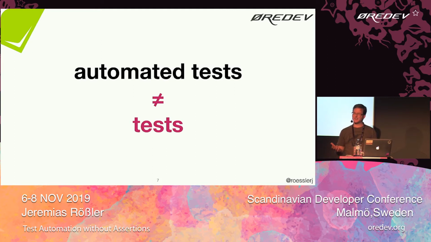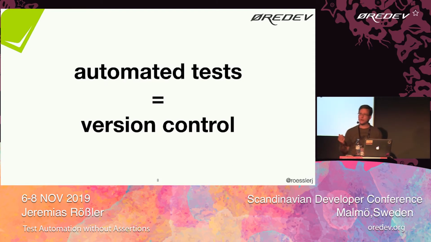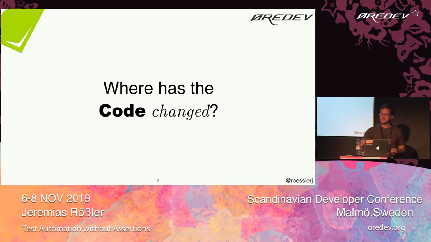And with that, it's kind of controlling or guarding against unwanted changes, which means that it's more like a version control system than a test. However, compared to a version control system, it's not well equipped. So let's see to that. A typical version control system, like Git, tells you whether code has changed.